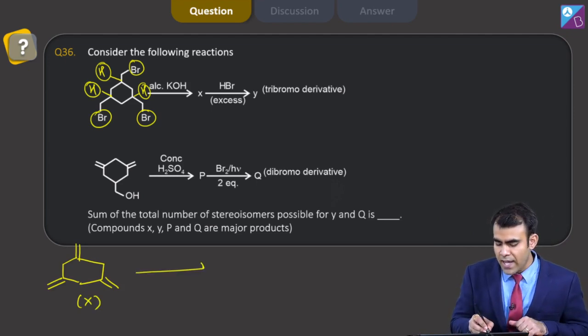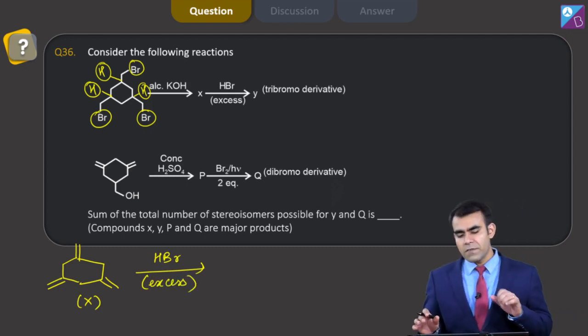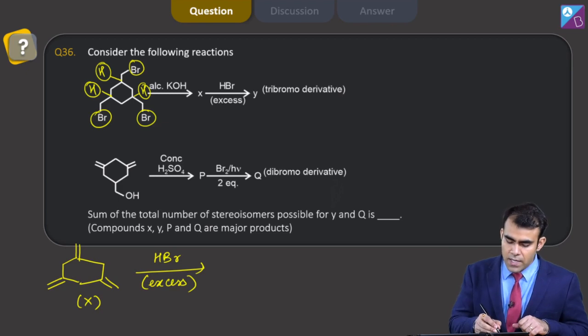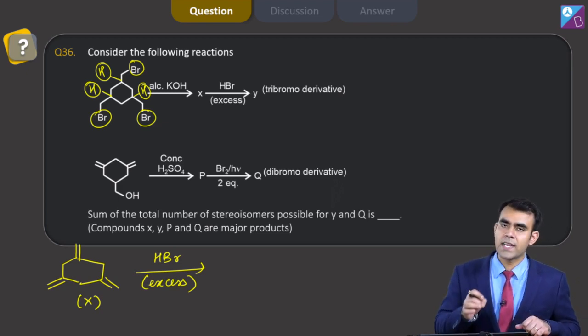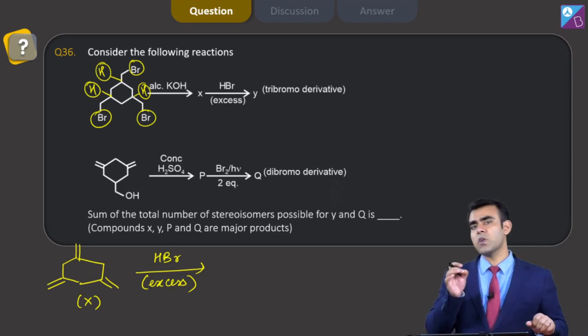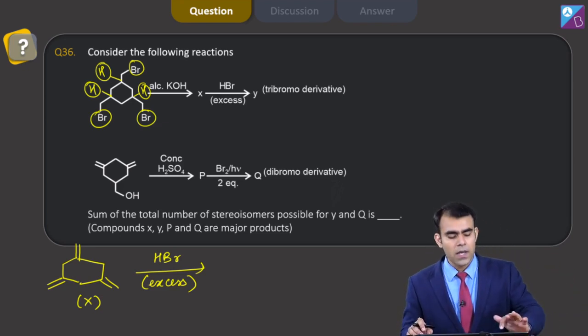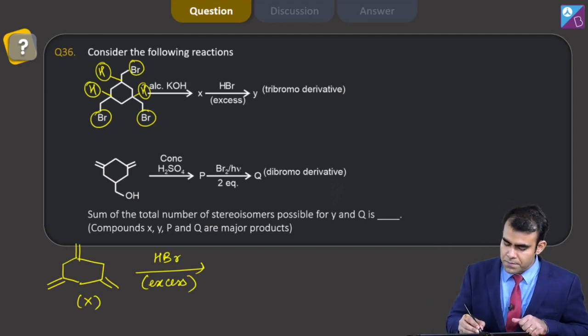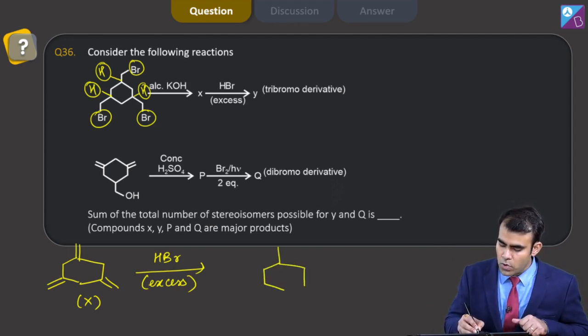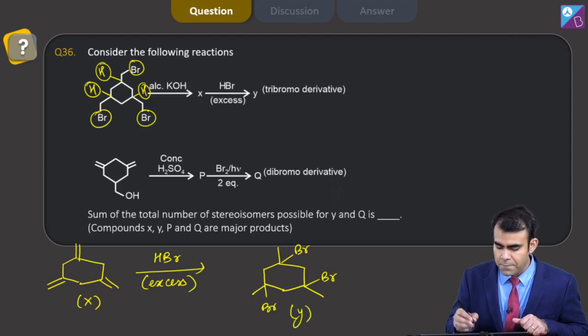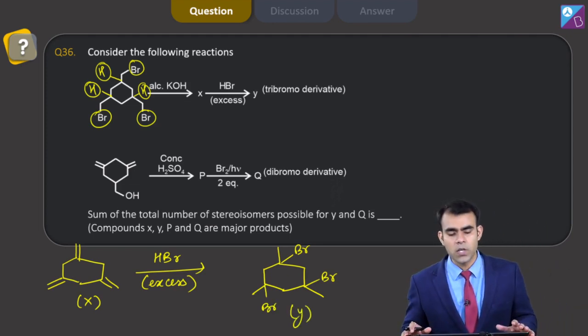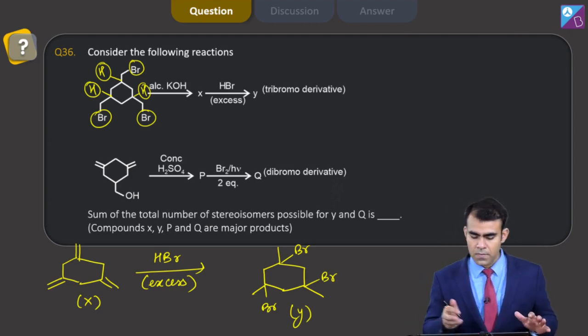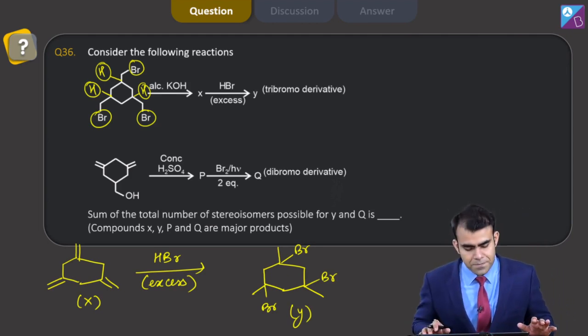Now this reacts with excess HBr. If this reacts with excess HBr, H plus attacks the alkene, carbocation will be formed, and we know that carbocation is more stable on a tertiary center, so we get a tribromo derivative here because HBr is in excess, so all these tertiary carbons will get bromine. Later we will see the stereoisomers of this compound, but here we have obtained the product.